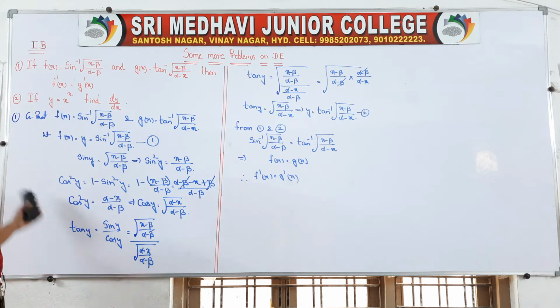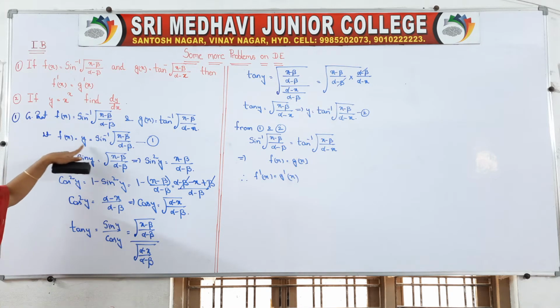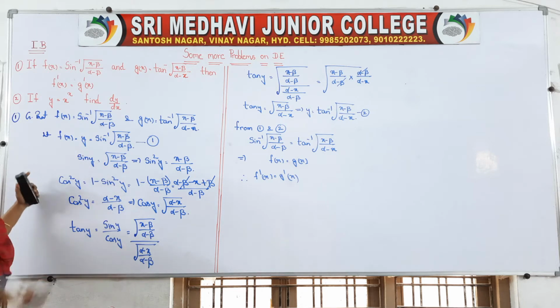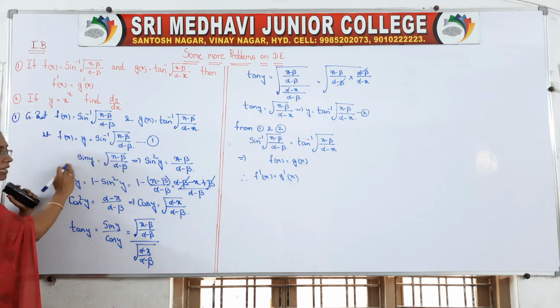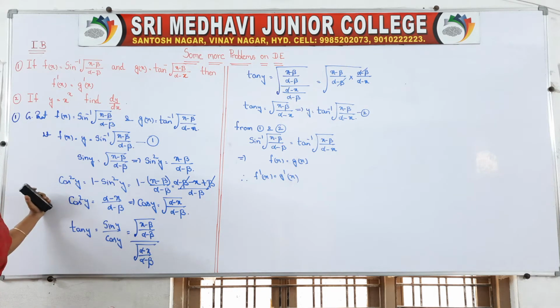Very simple. First you take f of x is equal to this one. You consider that as y, and bring that sine inverse to this side. The sine y value we got is under the square root.